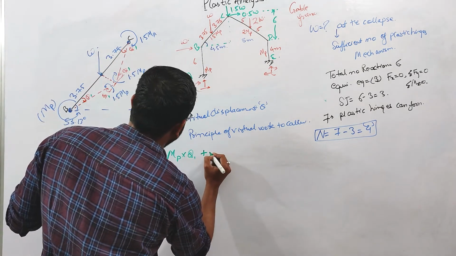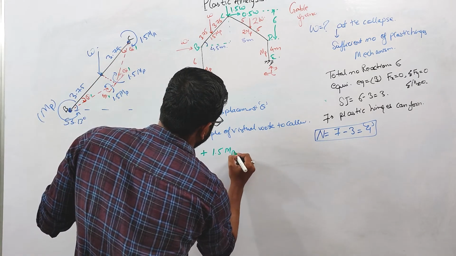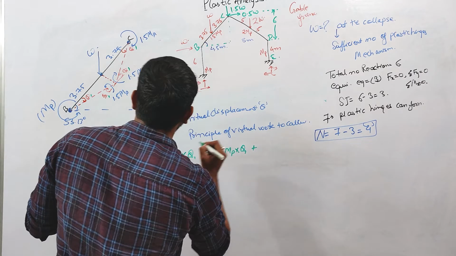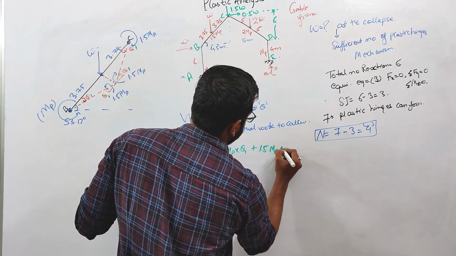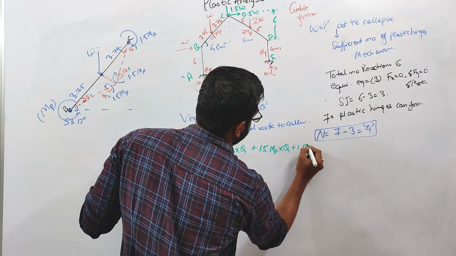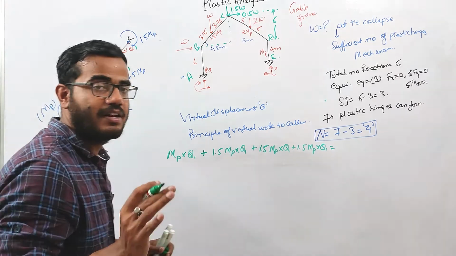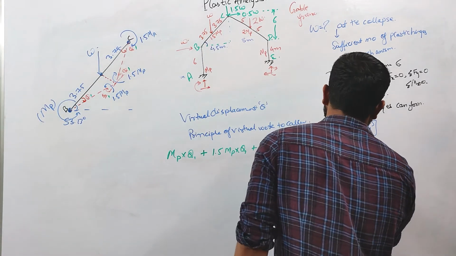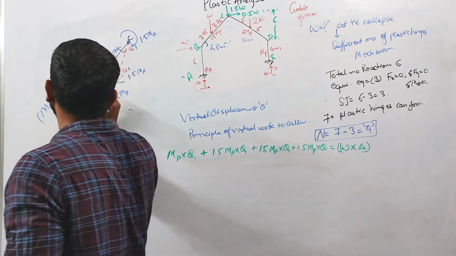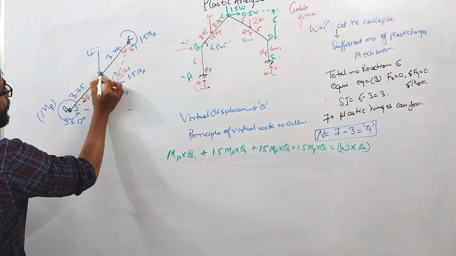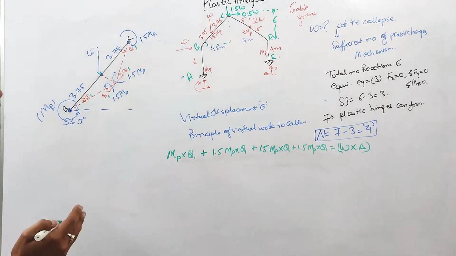So at point B this is MP into theta 1, plus at this point 1.5 MP into theta 1, plus at this point 1.5 MP into theta 1. And this should be equal to the external virtual work. Let us write it as W into delta, because the external virtual work will be done by this W load, and we need to calculate the value of delta.